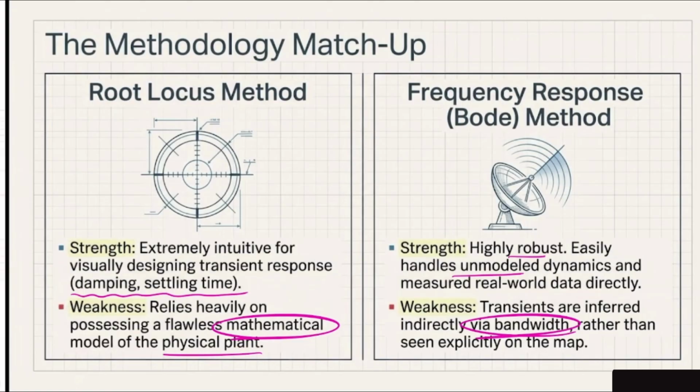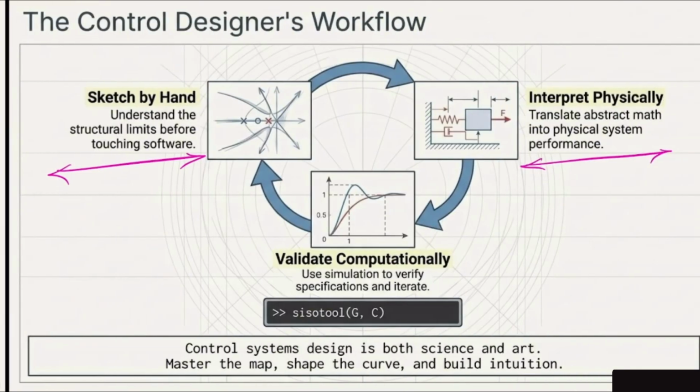The weakness and the transient are informed indirectly by a bandwidth, rather than being seen explicitly on the map itself. So it is highly related to the bandwidth itself, which, don't worry, we will cover both of them soon. So here's the final part.